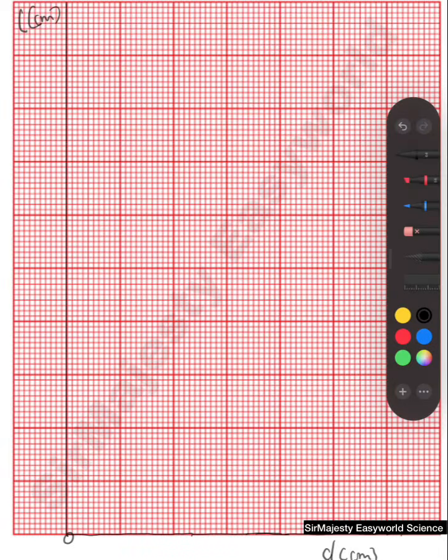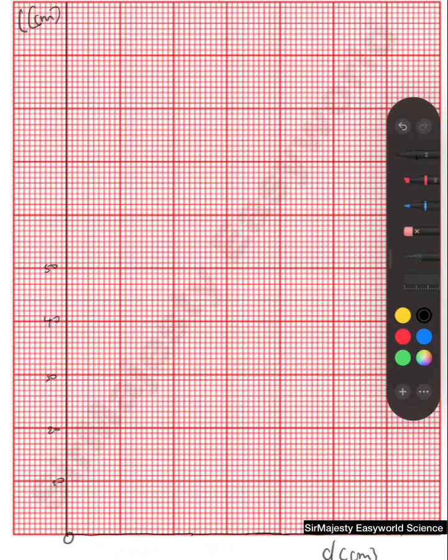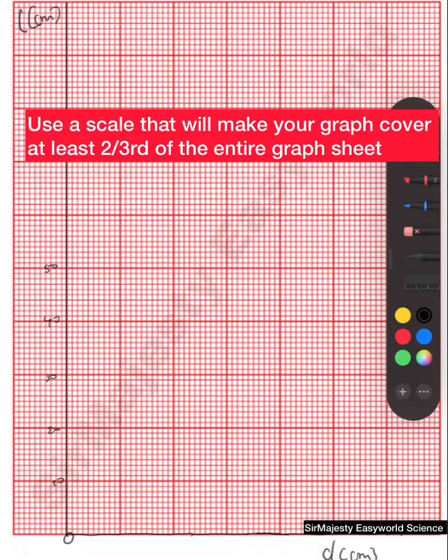I have to choose my scale. If I come to L, I have 40 to 48. If I say let this place be 10, let this place be 20, let this place be 30, and let this place be 40, let this place be 50, you see my maximum. So this graph is just at the center. It is not up to 2/3 of the graph, so I can't use this scale. It is compacting my graph. You understand? I have to make the graph occupy at least 2/3 of this sheet.